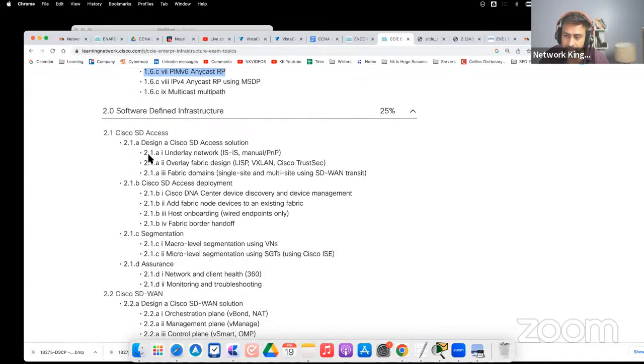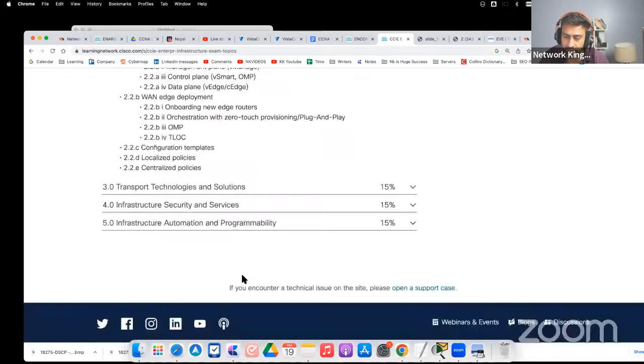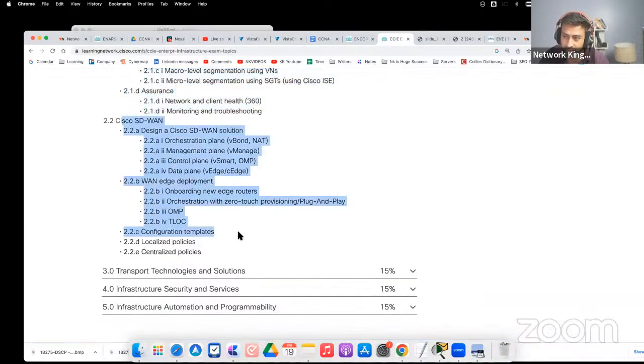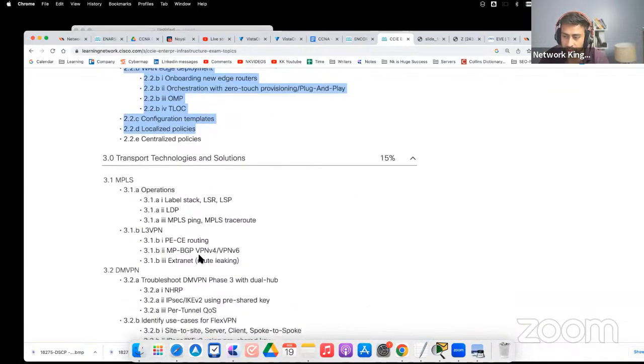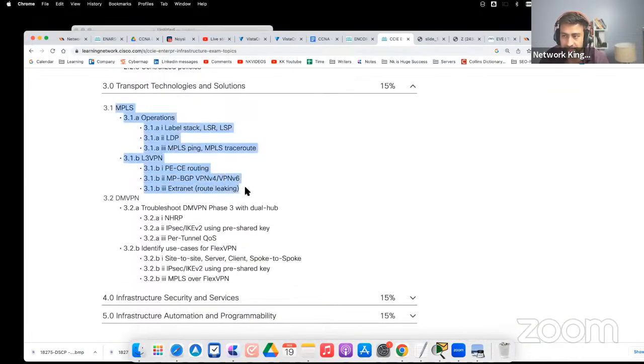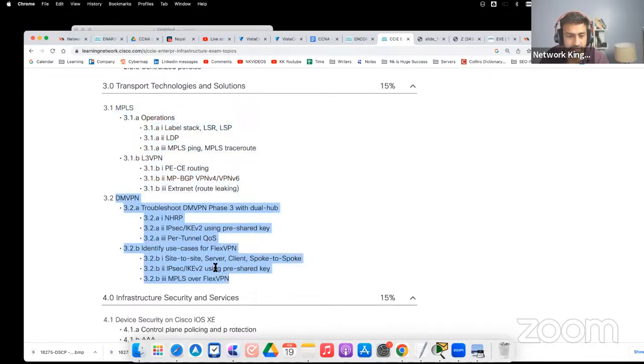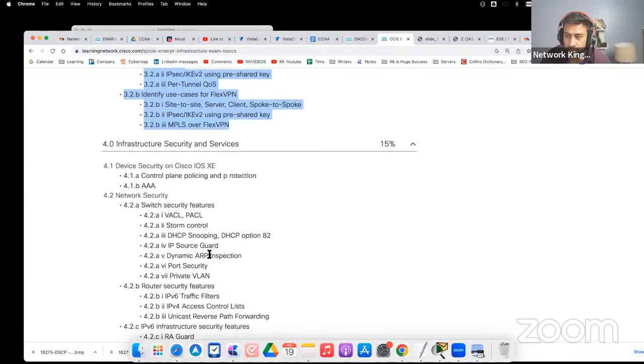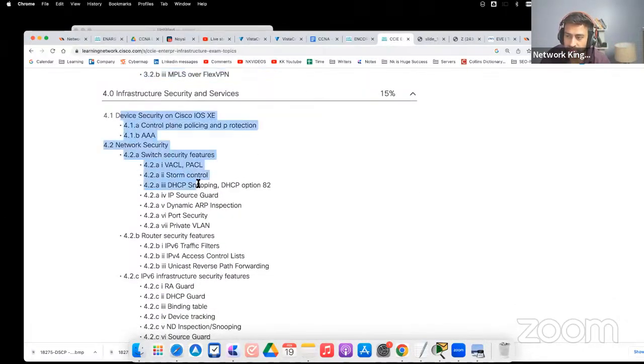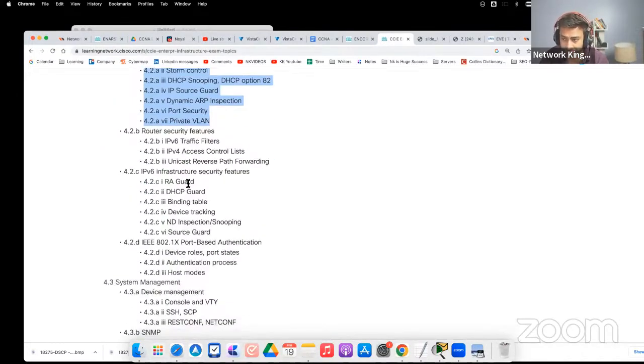Okay, then SD-Access, again Encore ka part hai bhi. SD-WAN, again it is also in the Encore. Then you understand MPLS. This MPLS is a part of ARC. DMVPN is a part of ARC, right? Yes or no? समझ आ रहा है ना तुमने? कुछ लोगों ने ARC पढ़ा हुआ पहले से ही, right? And now you see VACLs, PACLs. This is what I'm going to cover in Encore. DHCP snooping, port security, private VLAN. This is also going to be part of the Encore module.